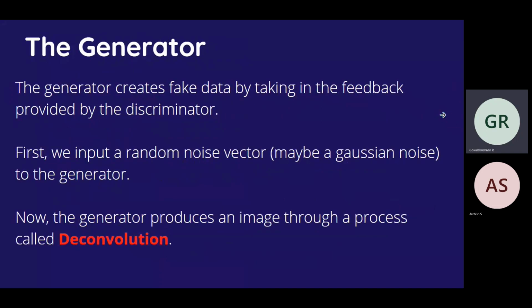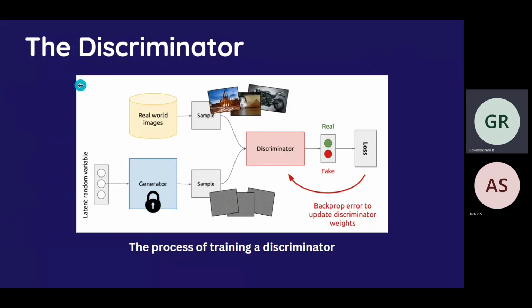And now comes the generator. The generator creates fake data by taking in feedback provided by the discriminator. The sole purpose of the generator is that it should try and fool the discriminator. It should make the discriminator confused as to whether to classify the generated image as a real or a fake. So that's the goal of a generator, right?